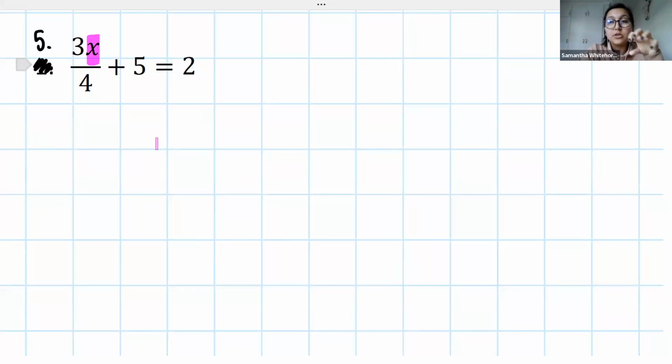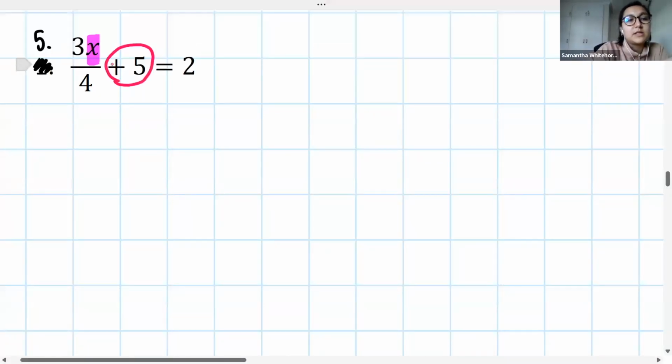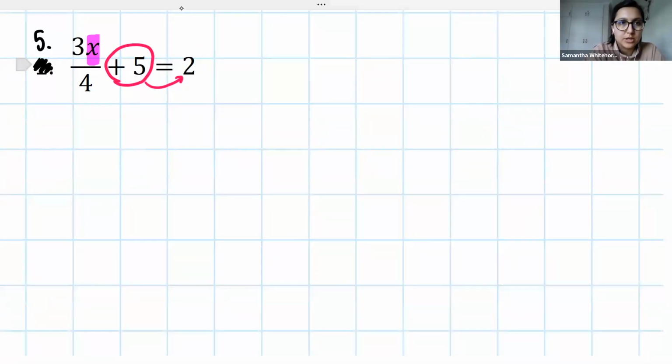Now, remember I said to you, in most of our lessons, what we try and deal with first is the value that we're adding or subtracting. So what that means is I first want to deal with this plus 5. I want to join it with the 2. Now, in order for that to happen, inverse operations.